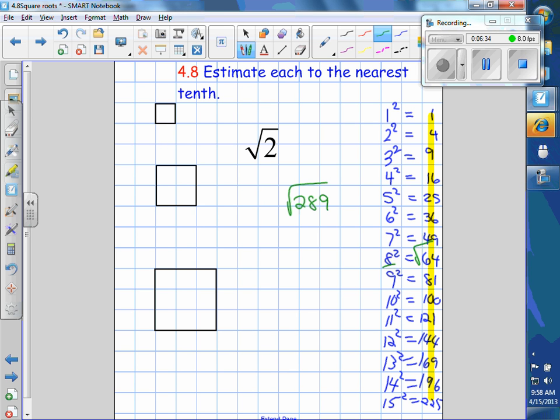I'd say, well, 10 times 10 is too small. 20 times 20 is too big, right? So I need to look at the numbers in between. I need to look at 11, 12, 13, 14, 15, 16, 17, 18, and 19. Do you guys know why? Because 10 squared is 100 and 20 squared is 400.